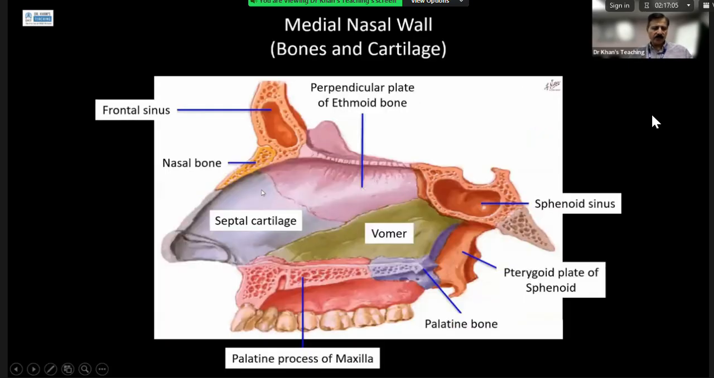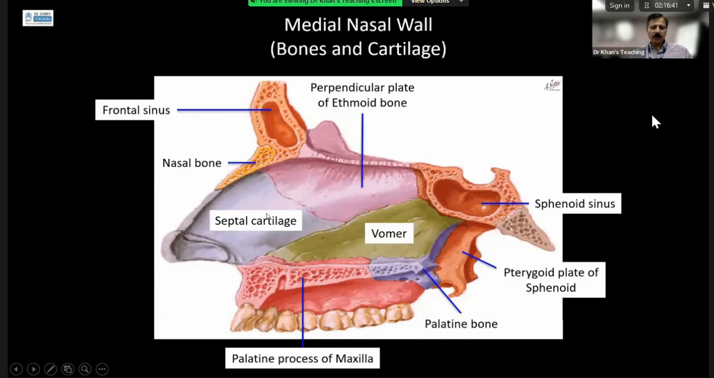Now, this is the bony part. So the mucosa has been removed. And now you can see the bony nasal septum: the midline perpendicular plate of the ethmoid, the vomer, and the palatine bone. Here anteriorly is the septal cartilage.